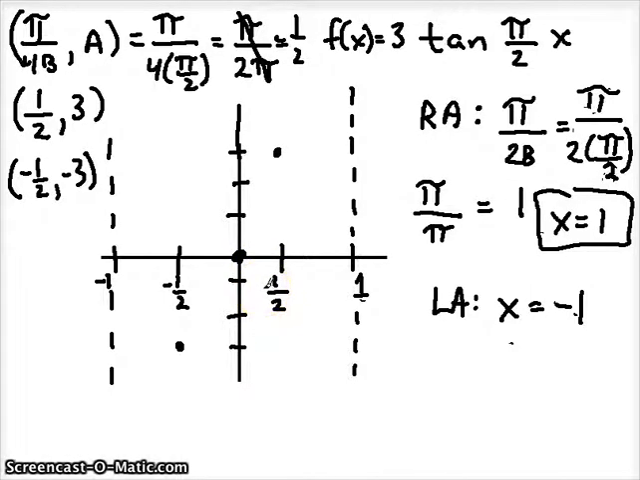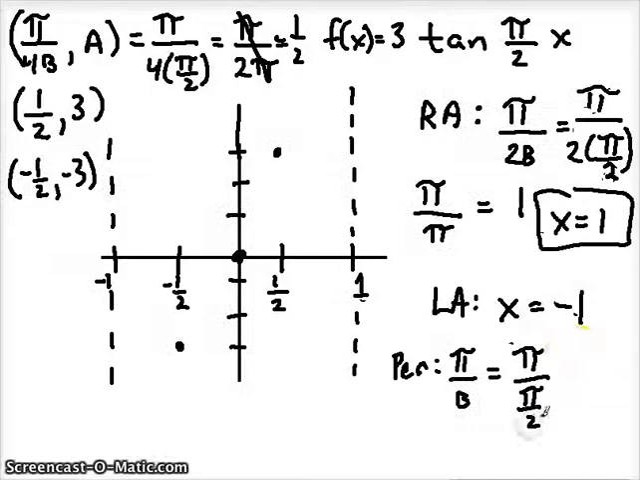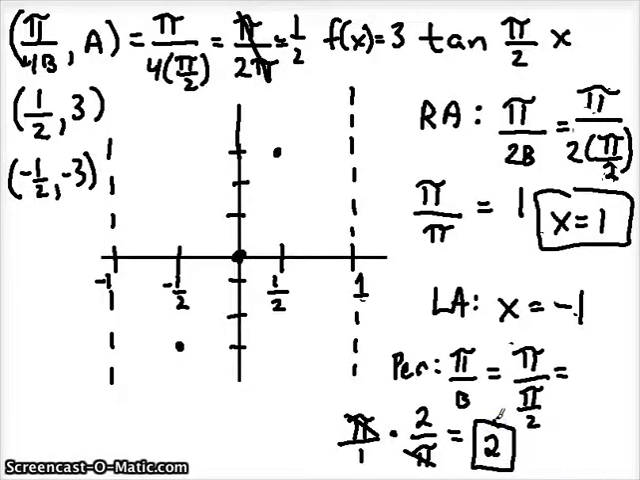And we now have everything we need to graph, but I'm going to talk about the period length real quick. Period is going to be pi over b. So in this case it's going to be pi over pi over 2, that's our b value. So if I flip and multiply, we get 2 over pi is what we're multiplying by. Pi's will go away, so our period ends up being 2. Well, from negative 1 to 0 is 1, and from 0 to 1 is 1, so this full period length is actually 2. That is correct.